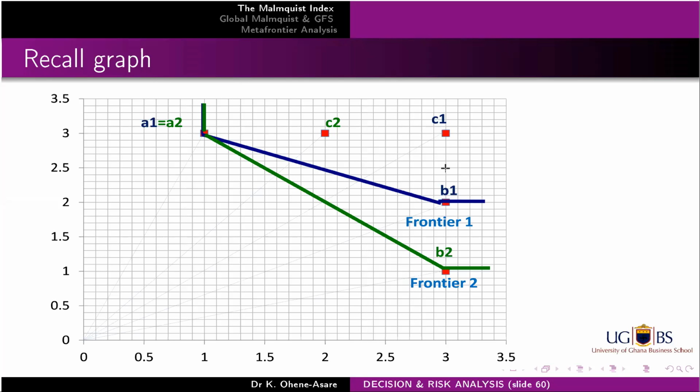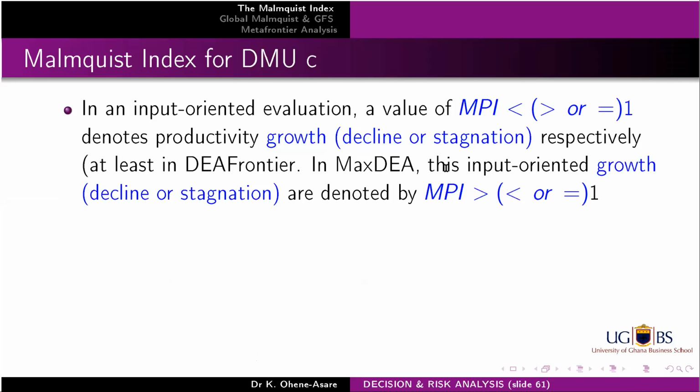All right. Now, the Malmquist Productivity Index that we calculated for the input-oriented efficiency score, which is what you see here. We indicated that in the input-oriented efficiency score, a value lower than 1 is progress, and a value greater than 1 is regress.